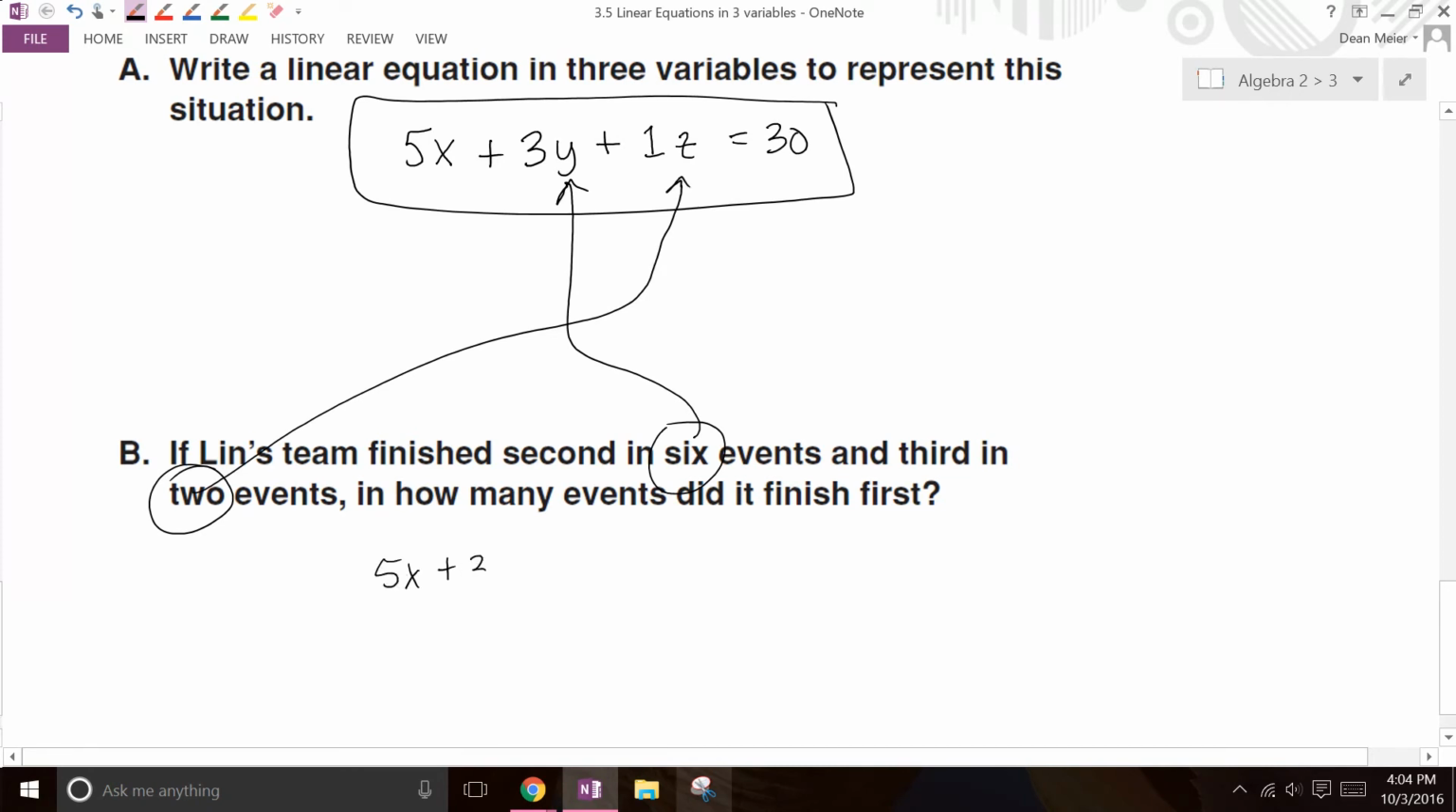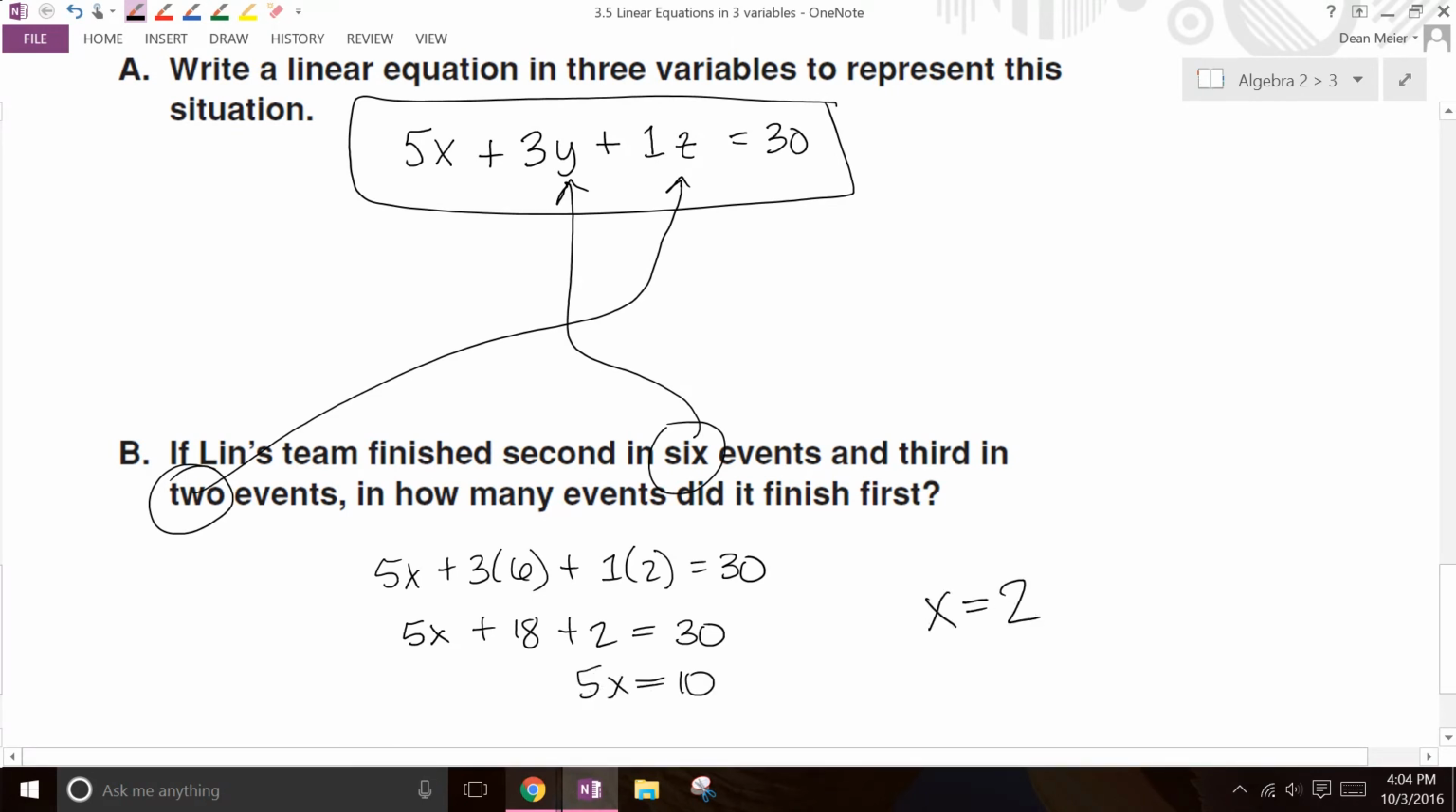And so what do I have? 5x plus 3 times 6 plus 1 times 2 equals 30. I'm pretty sure I can solve that. 5x plus 18 plus 2 equals 30. That's going to be 20. I'm going to subtract it over and get 5x equals 10. So guess what? X equals 2. They got first 2 times.